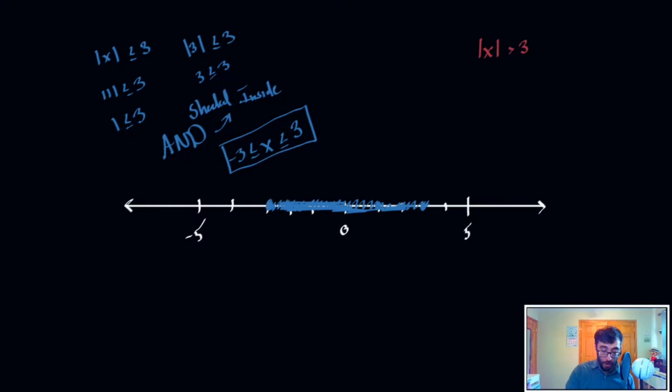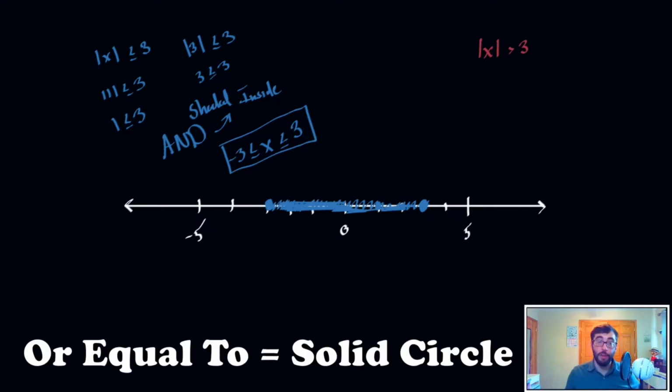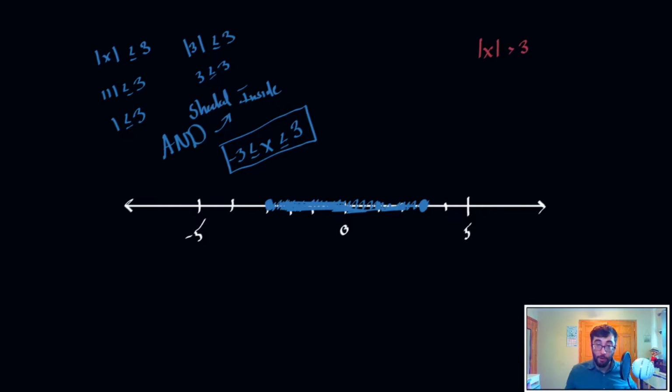I'm showing that 3 and negative 3 are included by plotting these solid dots, these solid circles, on the number line. That's showing that our answer actually could be 3 or negative 3. It's all the numbers in between. But what about this one over here? The absolute value of x is greater than 3. Not "or equal to," just greater than.